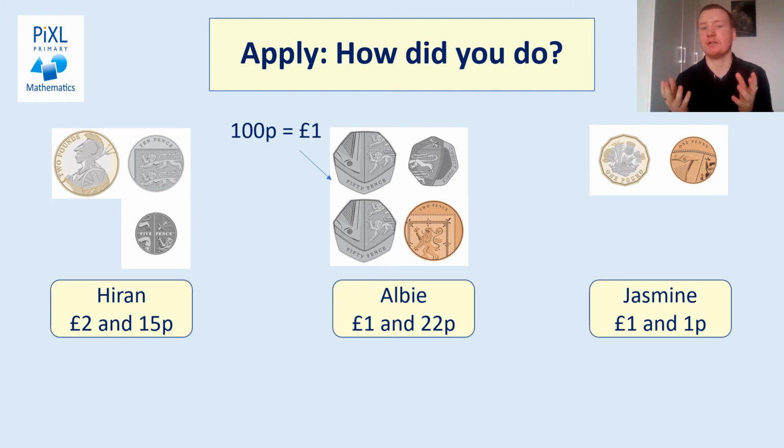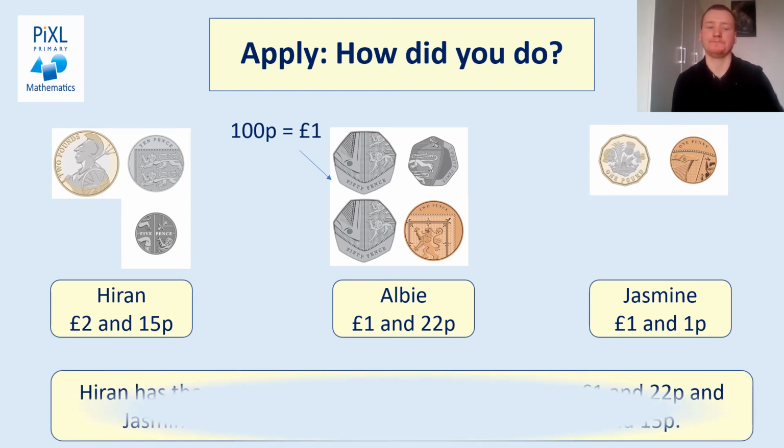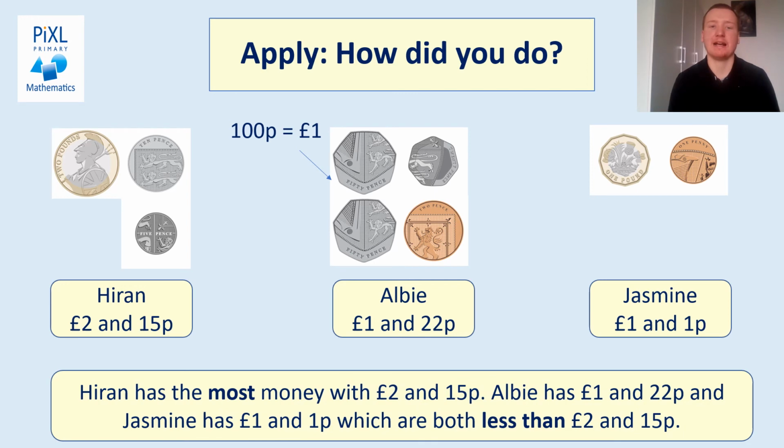But have we finished the question? No, we haven't. We need to find out who has the most. To answer our question and to get full marks if this was a test, Hiran has the most amount of money because he has £2 and 15 pence. Albie only has £1 and 22, and Jasmine has the least, which is £1 and 1 pence. So give yourself a pat on the back if you worked out that Hiran has the most amount of money.